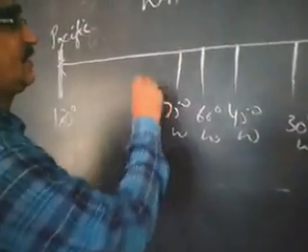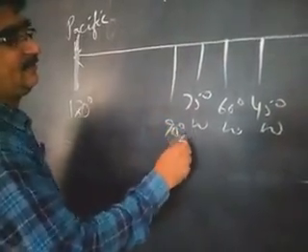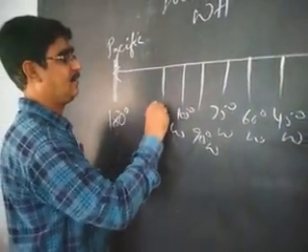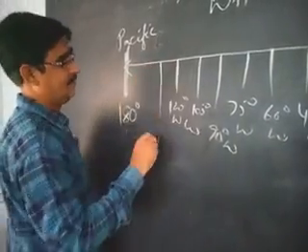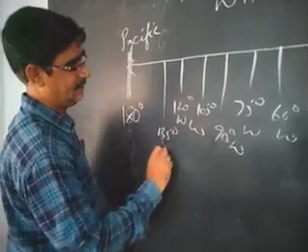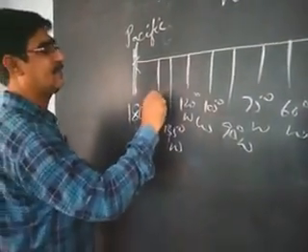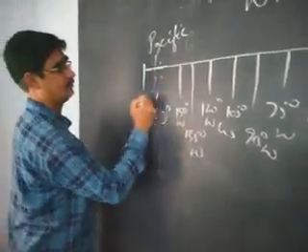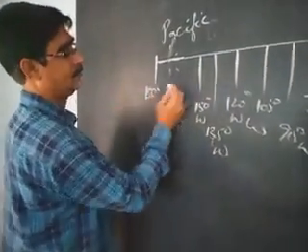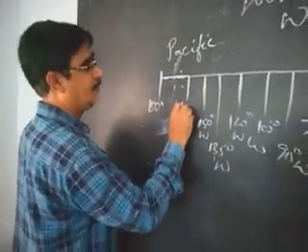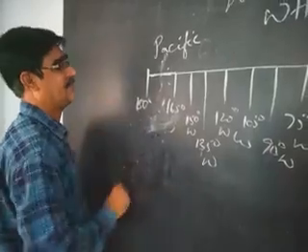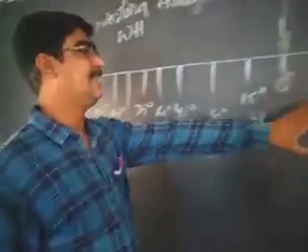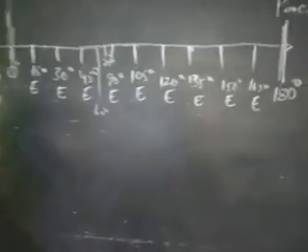75 degrees west, 90 degrees west, 105 degrees west, 120 west, 135 degrees west, 150 degrees west, 165 degrees west and 180 degrees common for both. See, like this the longitudes are located on the globe.